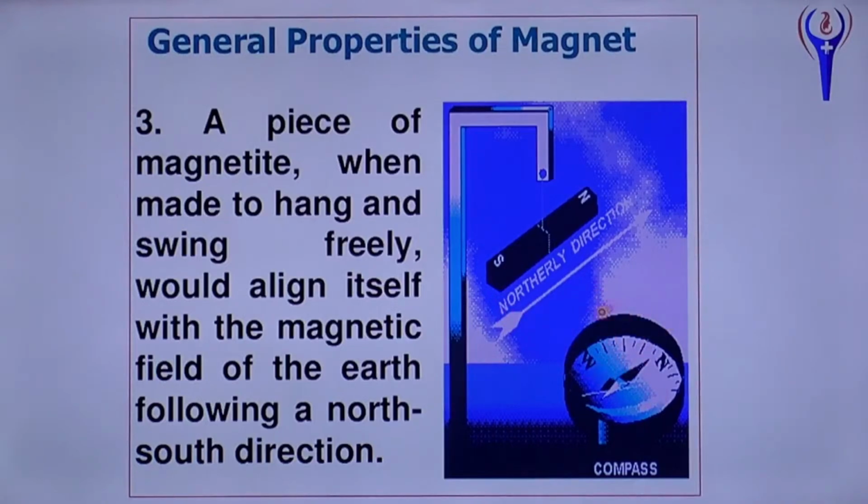So actually, what is the use of this? What is the main application? The main application is to find direction. In ships and all, we can find the direction. In ships and in aircraft, this magnetic compass plays a vital role to determine the direction of the ships or aircraft.